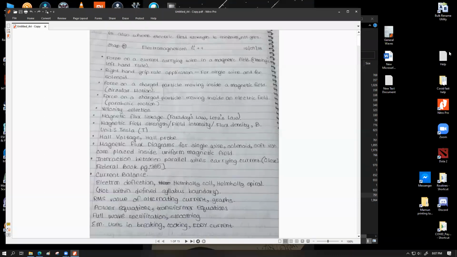I'm not going to help you remember or recap all the parts of the O-level syllabus because all of those parts are not required for us. So I'm directly now jumping into the electromagnetism topic.